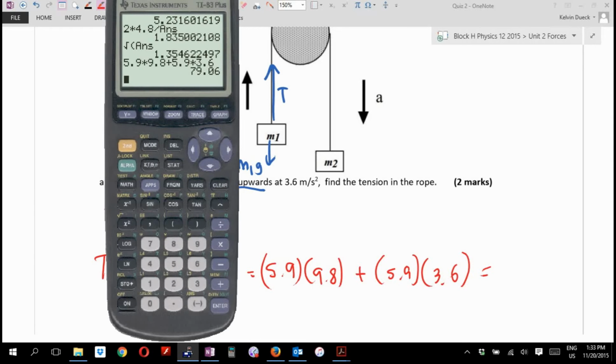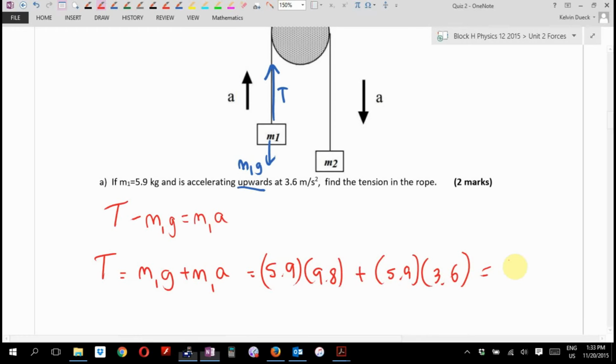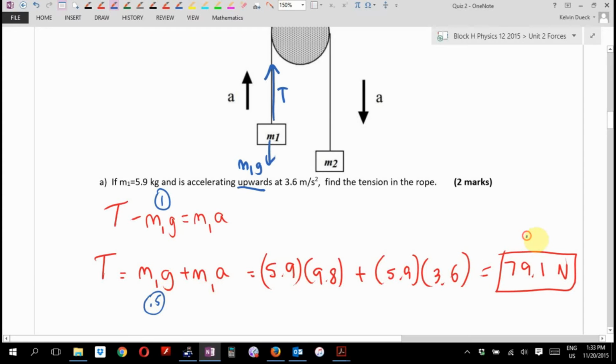79.06. I'll write 79.1, 3 sig figs. 71, Mr. Duick, nice try. 79.1 newtons. That gets you 2 out of 2. Otherwise, I would give you 1 mark for that, half mark for that, and a half mark for the answer. But if you got the right answer, 2 out of 2.